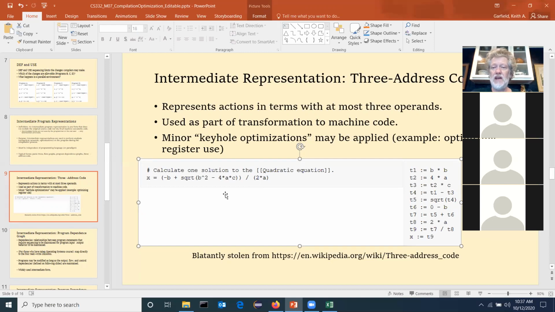But you can see on the right how they break this down into its component parts. So they start out with the b squared, right, T1, and then they take the 4 times a, that's T2, and then they take T2 times c, well, that's 4 times a times c, and that's T3. Then they take the b squared minus 4 times a times c, that's the T1 minus T3. Then they take the square root of that.